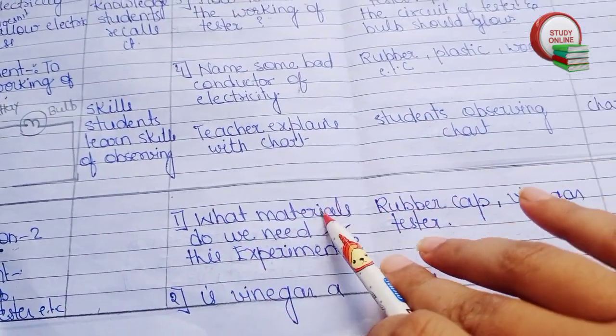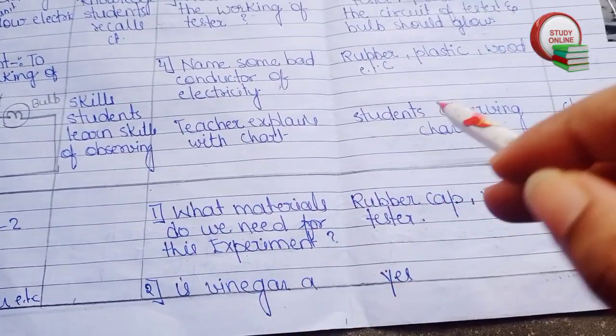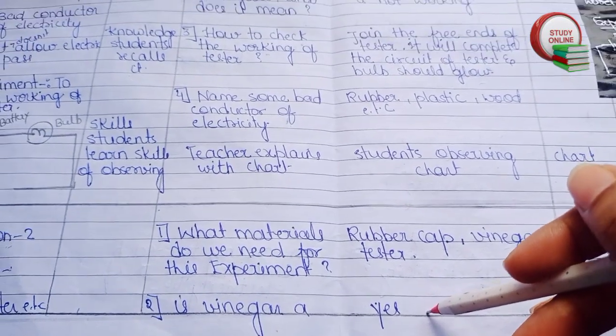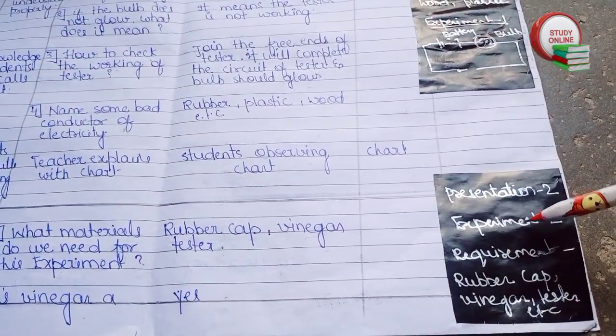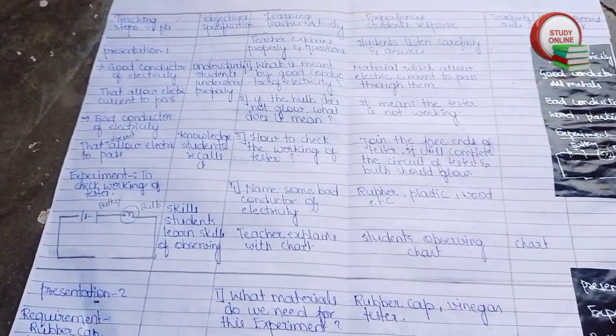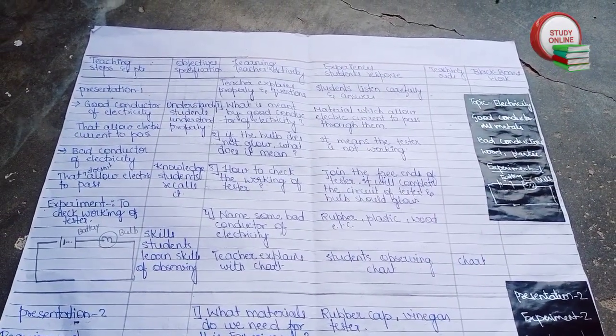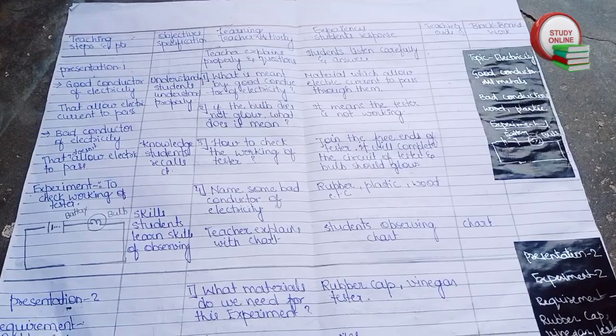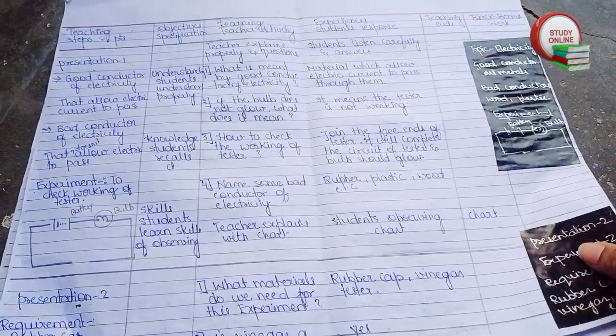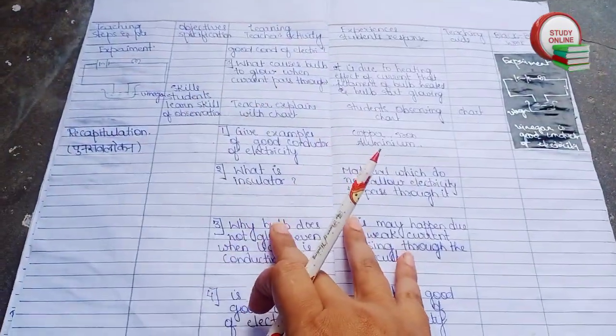So for presentation 2, the same process we have to repeat. We have to explain everything properly in front of students for 6 to 7 minutes. And here you can see blackboard work, right? And this would be the overall look of our lesson plan. So this way we have to make our lesson plan, right? Now let's turn the page and let's see the rest of presentation 2.